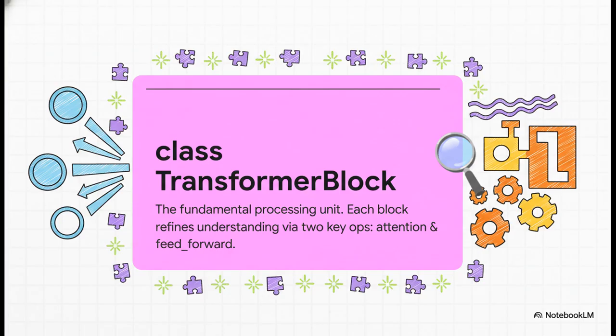First, it uses something called an attention mechanism to figure out which words in a sentence are the most important right now. And second, it uses a feed-forward network, which is basically a bunch of math, to think about the information it just gathered. And it just does this over and over and over again.